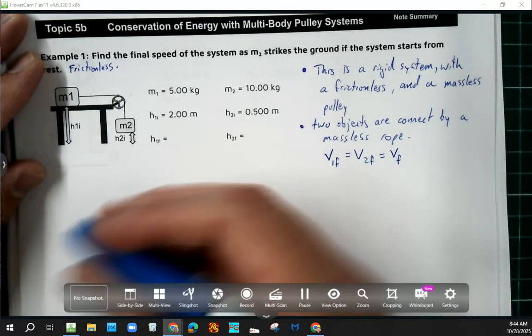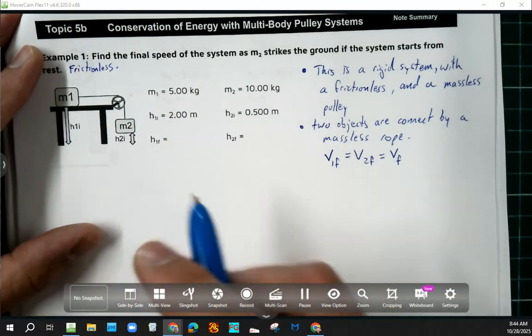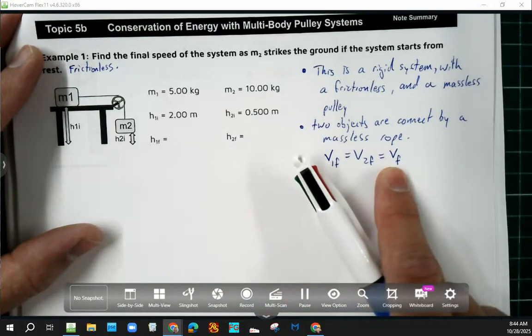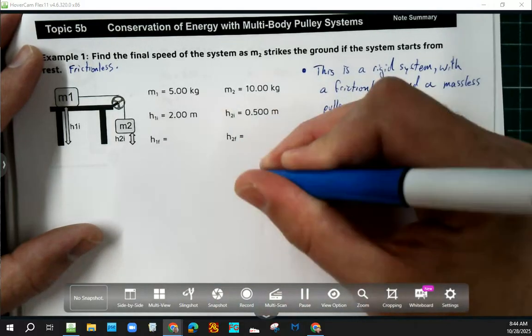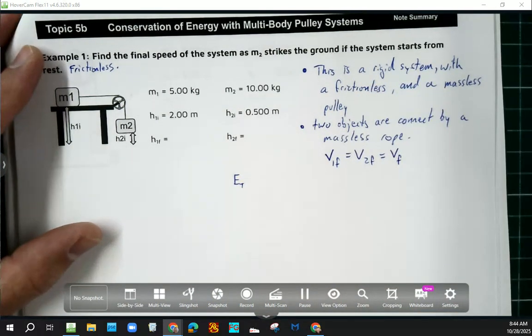What I'd like to do is find that impact speed, that final velocity of mass 2 hitting the ground. It says that up in the givens. So what we're really looking for is this VF. The way that I'd like to tackle it is by conservation of energy this time. I know that we could do it by a dynamics argument, but I want to set it up like this.